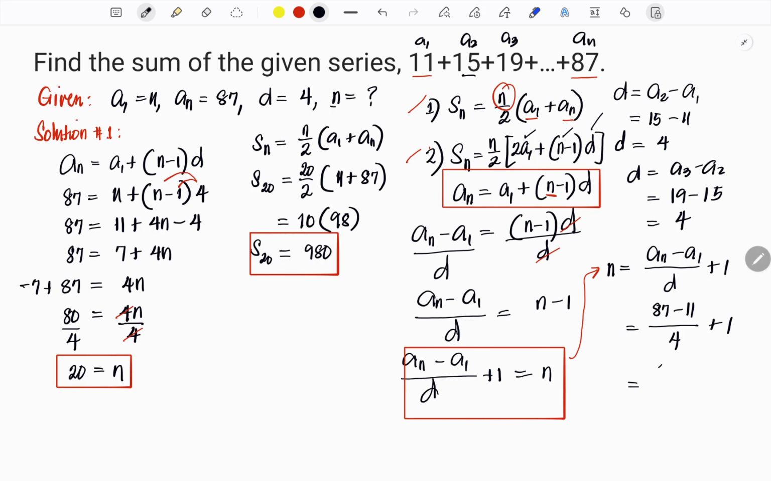what's that? 66. Am I right? 76. So we have 76 over 4 plus 1. And 76 over 4 is equal to 19 plus 1. Therefore, n is equal to 20. As you can see, we've got the same value for n.